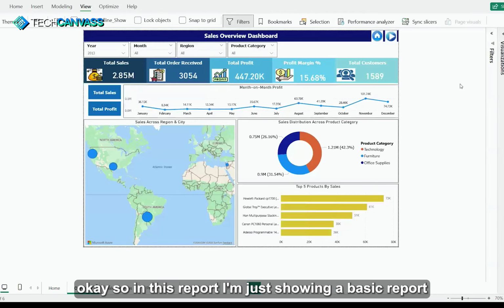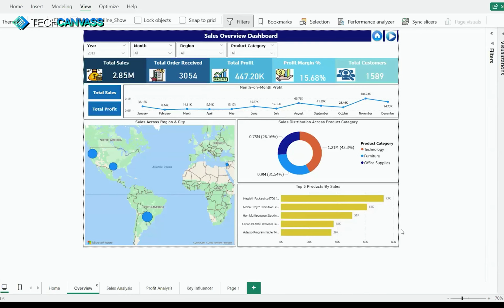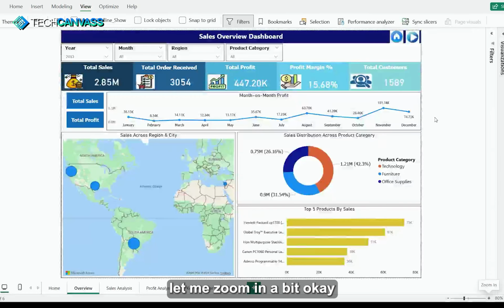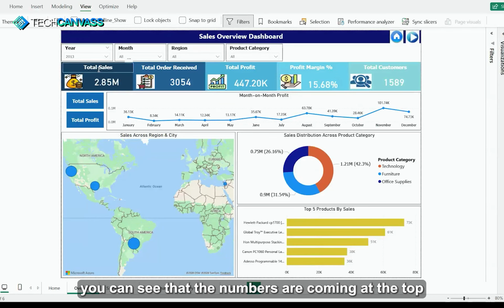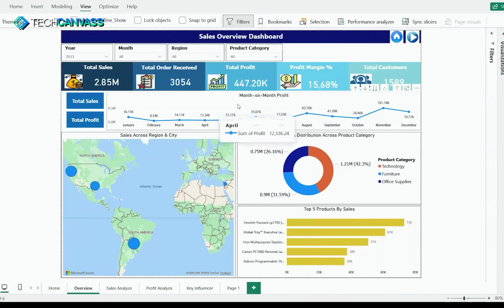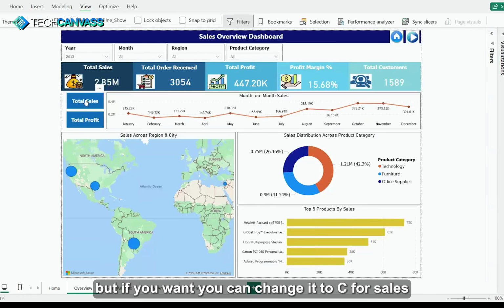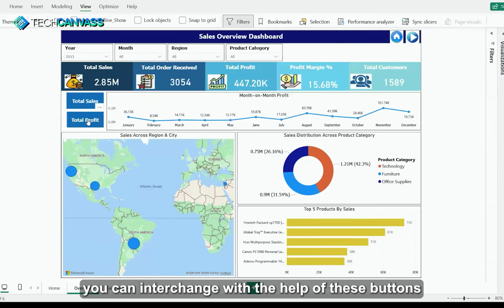Okay, so in this report, I'm just showing a basic report. It's a sales overview dashboard basically, which I just created. You can see, let me zoom in a bit. You can see that the numbers are coming at the top. So we have filter slicers at the top, where you can filter on year, month, region, product category, and so on. And the numbers highlighted at the top, so you can see the yearly numbers, and then you can see the month on month trend. So currently it is showing profit, but if you want, you can change it to sales. That way you can interchange with the help of these buttons.